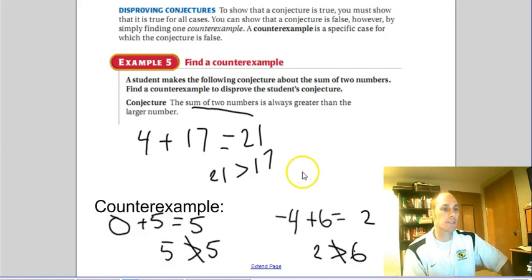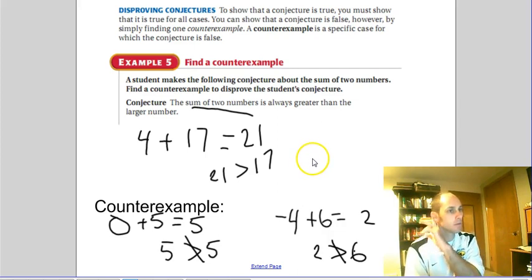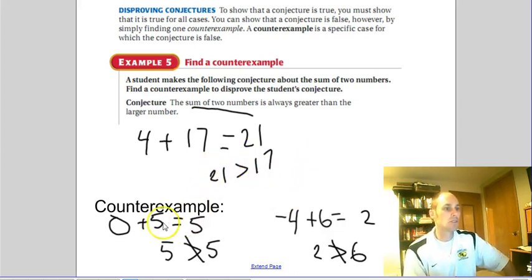Okay, I've provided two counterexamples. Remember, you only need one counterexample to prove that the conjecture is false. But I chose to use 0. 0 plus 5 is 5. The sum 5 is not greater than the larger number 5. It's equal. So that blows the whole conjecture out of the water. It doesn't work. If I were to use a negative number, negative 4 plus 6 is 2. The sum of those two numbers, 2, is not greater than 6. So I could have used either of those examples, or maybe you had an example at work there. But all we need is one counterexample to disprove a conjecture and show that it's not going to work.